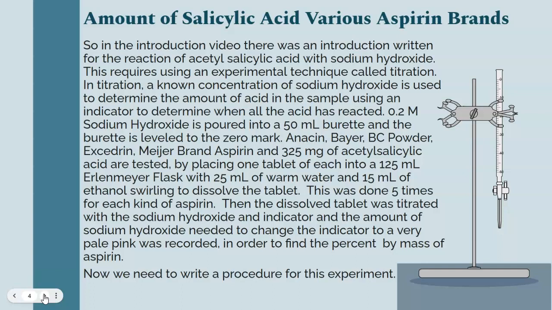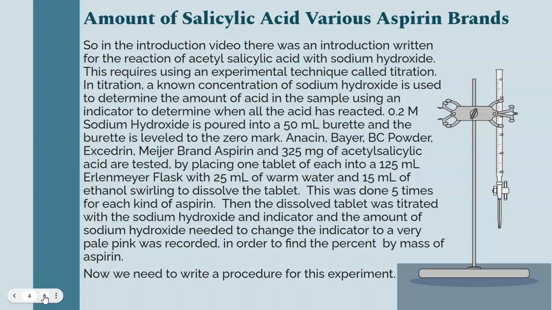So you can see here, we're going to use a technique called titration. Titration takes a known concentration of sodium hydroxide in this case to determine how much of the acid is there by using an acid-base reaction. So we're going to use 0.2 molar sodium hydroxide. We're going to use a burette. We're also going to use, according to this, Anacin, Bayer, BC powder, Excedrin, Meyer brand aspirin, and we're also going to use 325 milligrams of acetylsalicylic acid from the lab that's not in tablet form.